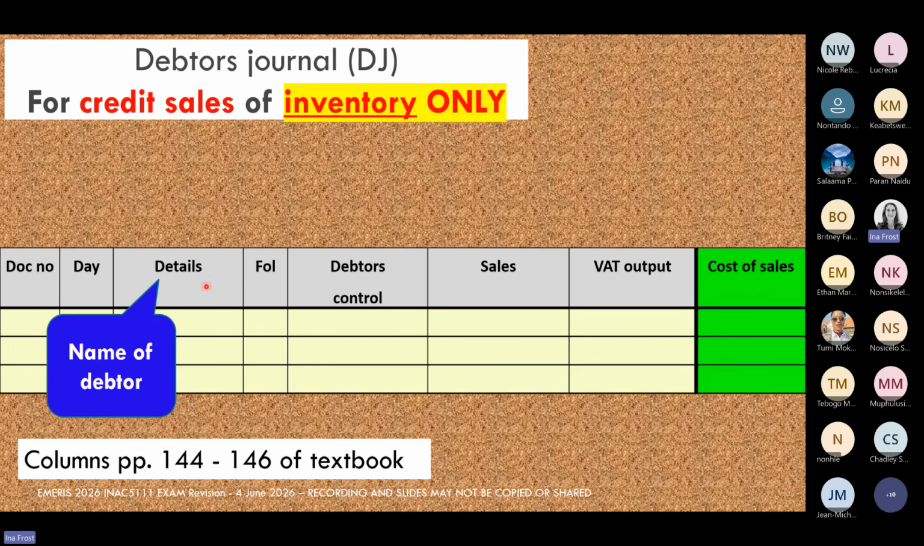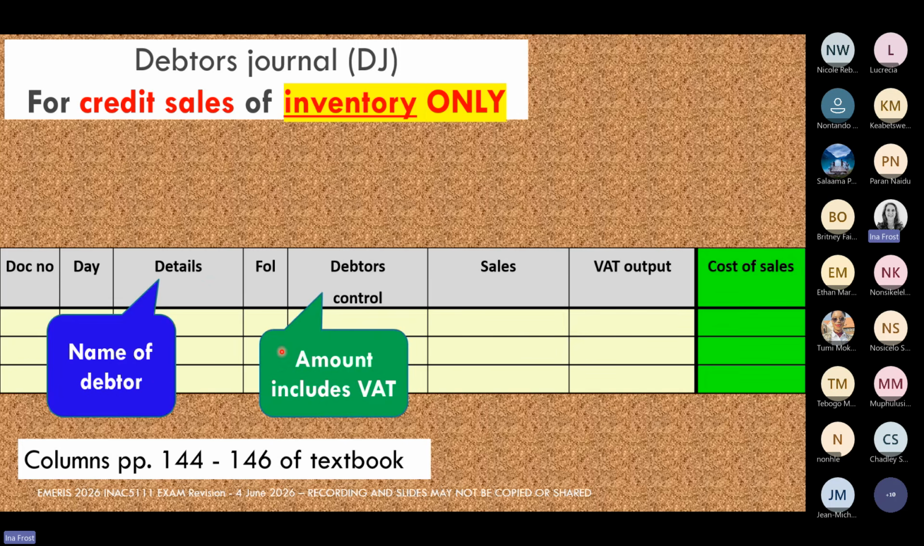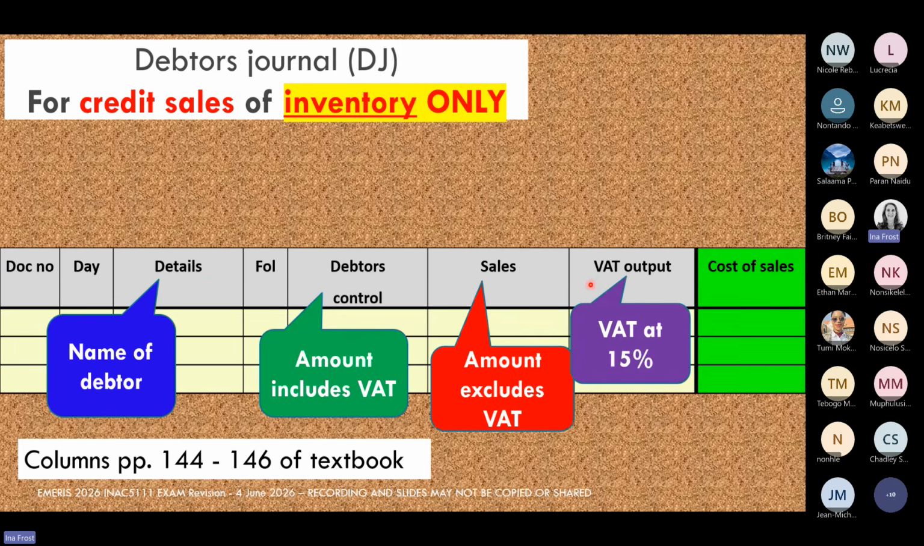For the first details here, I'm looking for names of debtors. Then your debtors control column is going to be the one including the VAT. Your sales column there is the amount excluding VAT. And then your output VAT will be your 15% VAT. And remember, that's going to be the difference between the amount including and excluding VAT.